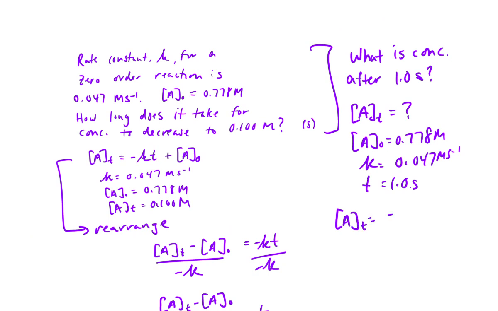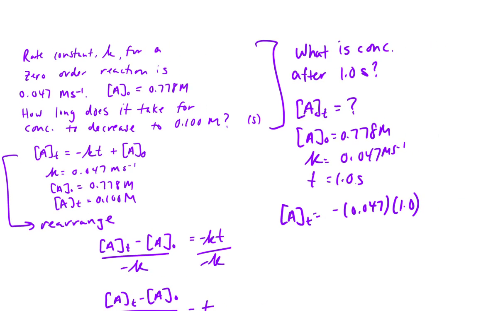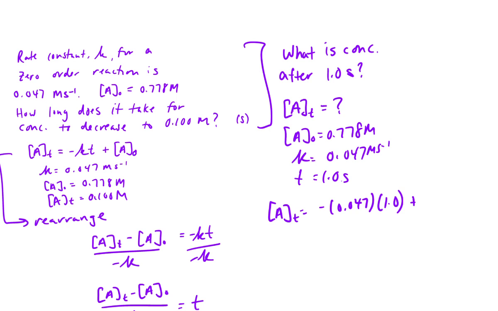So A at time t minus 0.047 moles per liter per second times 1 plus 0.778. And again, don't forget that minus sign. If you forget that minus sign, you're going to end up with a concentration that is higher than your initial concentration, which won't work. And you should get 0.731 moles per liter.